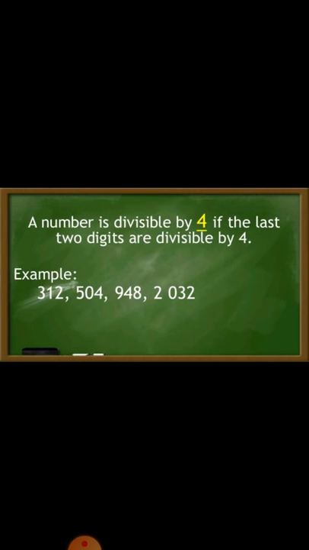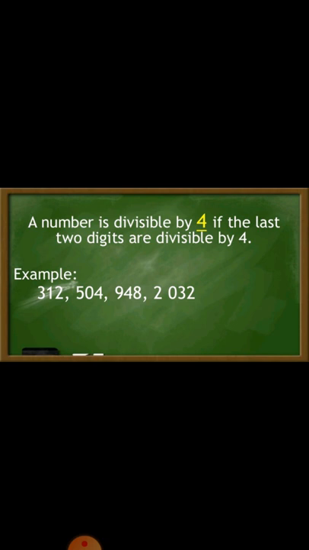A number is divisible by 4 if the last 2 digits are divisible by 4. In these examples, we check the last 2 digits. For example, first of all, we have 312. If we check the last 2 digits, that is 12, and we can say that 12 is divisible by 4. So this number is also divisible by 4. Next, we have 504. 04 is also divisible by 4. So we can say that this number is divisible by 4.